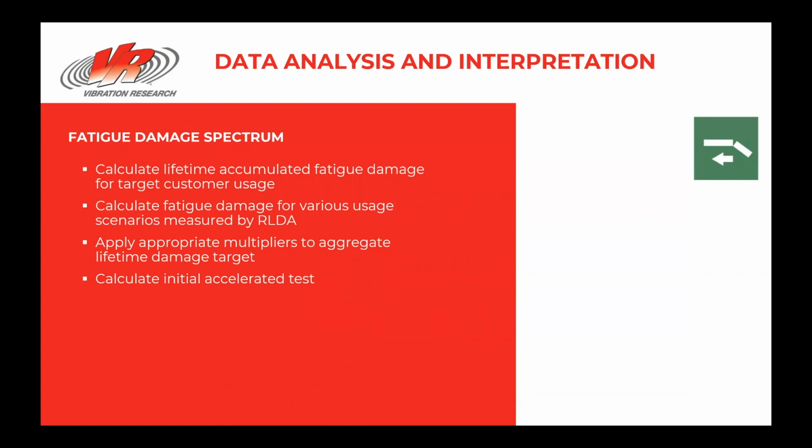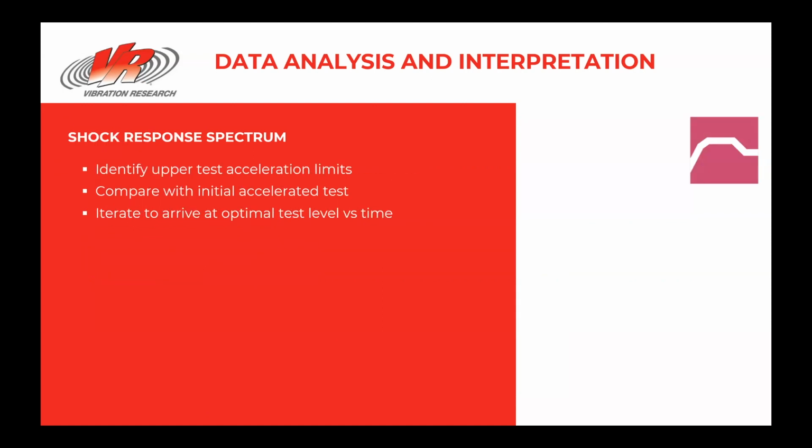The fatigue damage spectrum, which is a processing tool available in vibration research analysis software, is used to calculate a nominal damage target that represents a lifetime of use for the severity, customer, and environment that the product is intended for. The data from the RLDA or other sources is then combined in such a way as to achieve the target damage in an accelerated vibration test. And we have a case study that we're going to look at to see how that plays out.